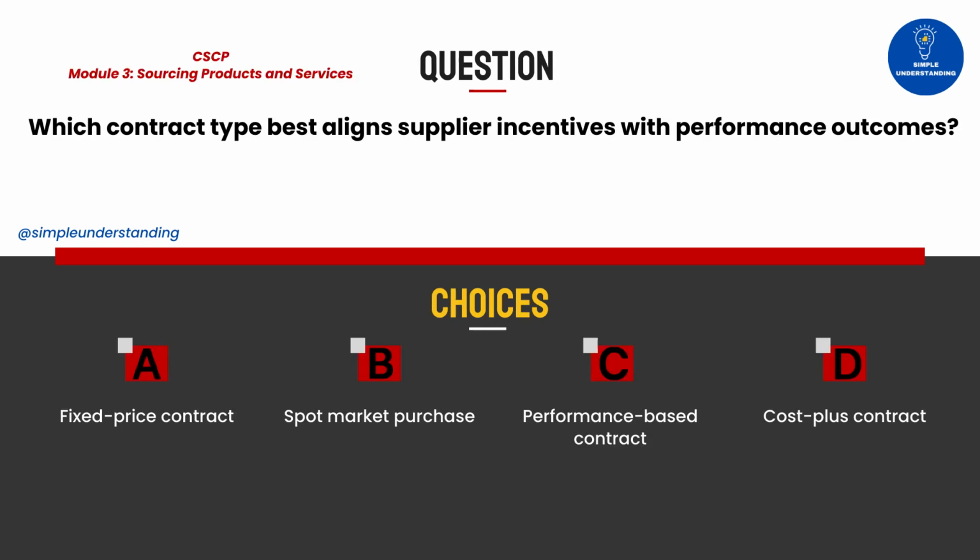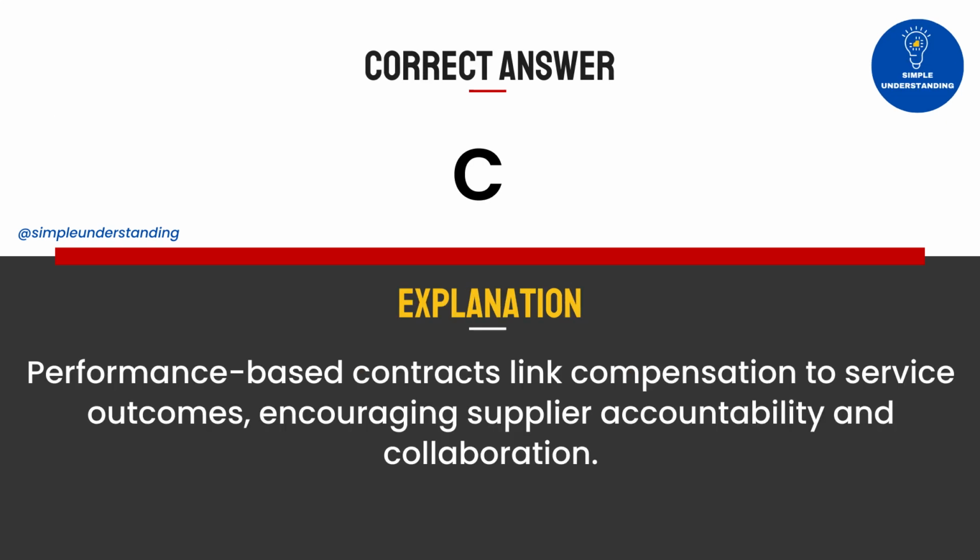10. Which contract type best aligns supplier incentives with performance outcomes? A. Fixed price contract. B. Spot market purchase. C. Performance-based contract. D. Cost-plus contract. Correct answer, C. Explanation. Performance-based contracts tie payments to outcomes, promoting accountability and results.